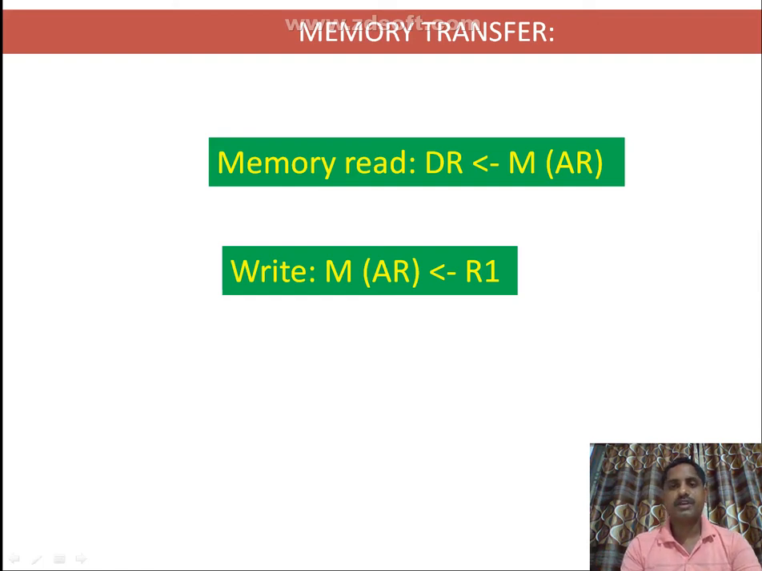Then the next topic is memory transfer. The operation of the memory unit is described as the transfer of information from a memory word to the outside environment. It is called a read operation. The transfer of new information to be stored into the memory is called a write operation.